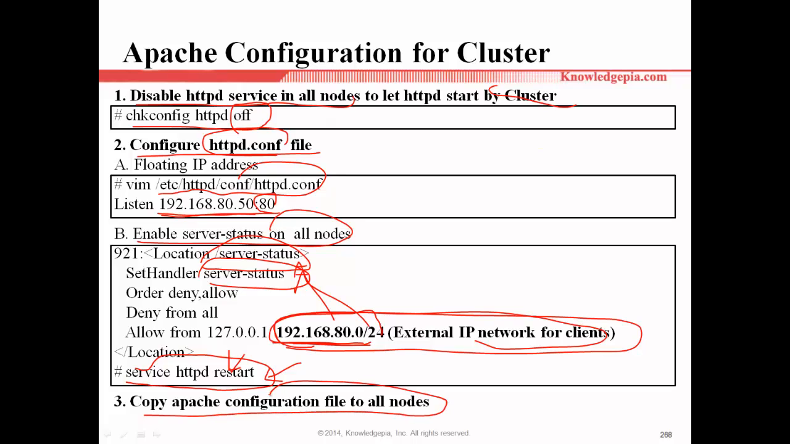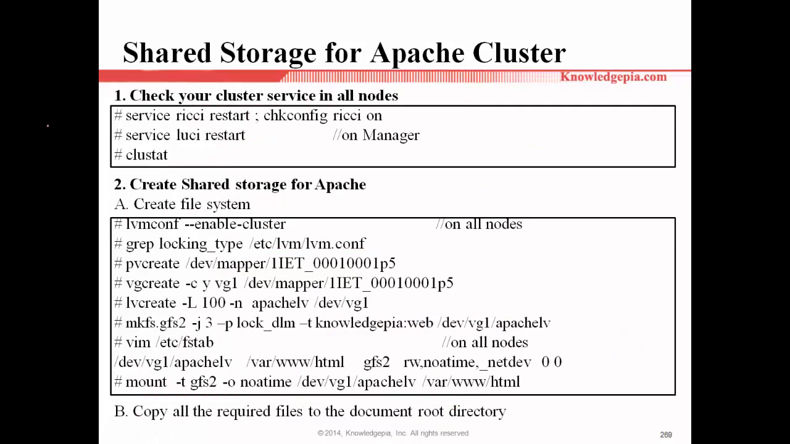And number 3, copy the Apache configuration file to all nodes. All cluster nodes must have the same Apache configuration file. Share the storage for the Apache cluster. To check your cluster service first, restart rgmanager and ricci. Luci is also restarted to use Conga, especially on the manager host. After that, you can check the current status of your cluster system with clustat.